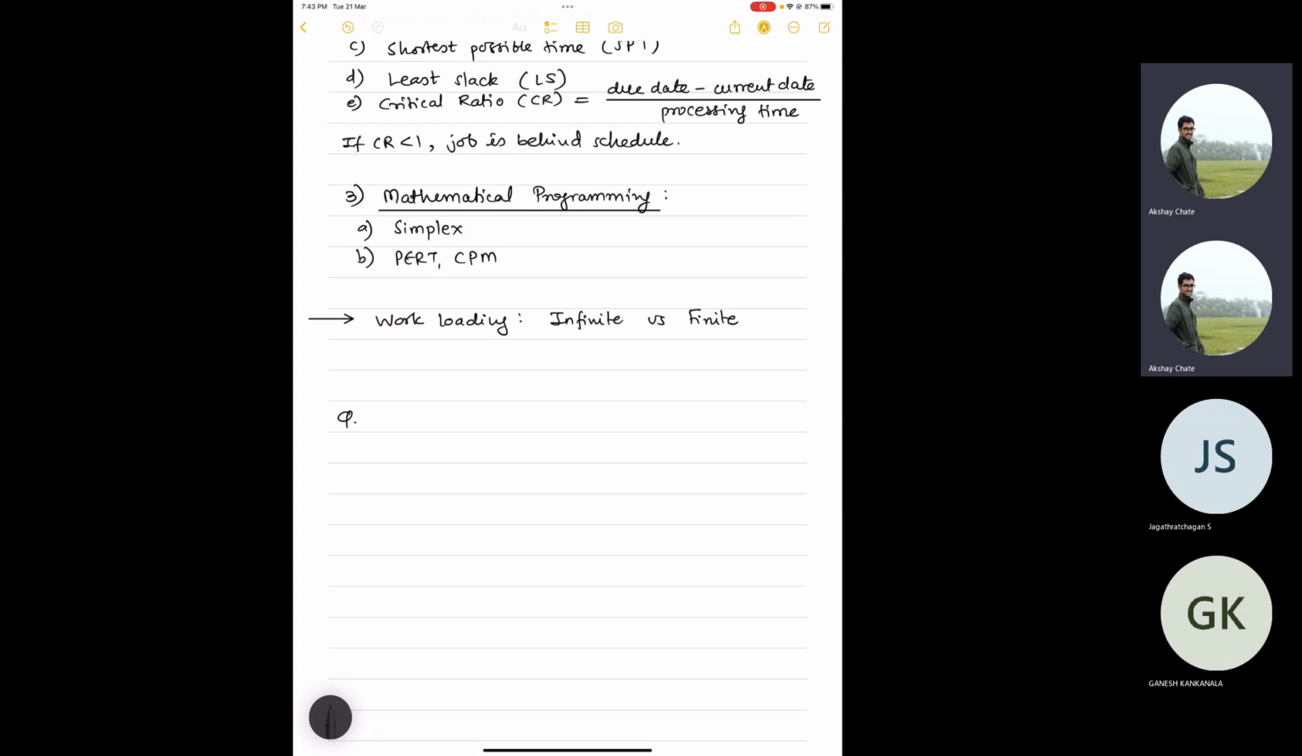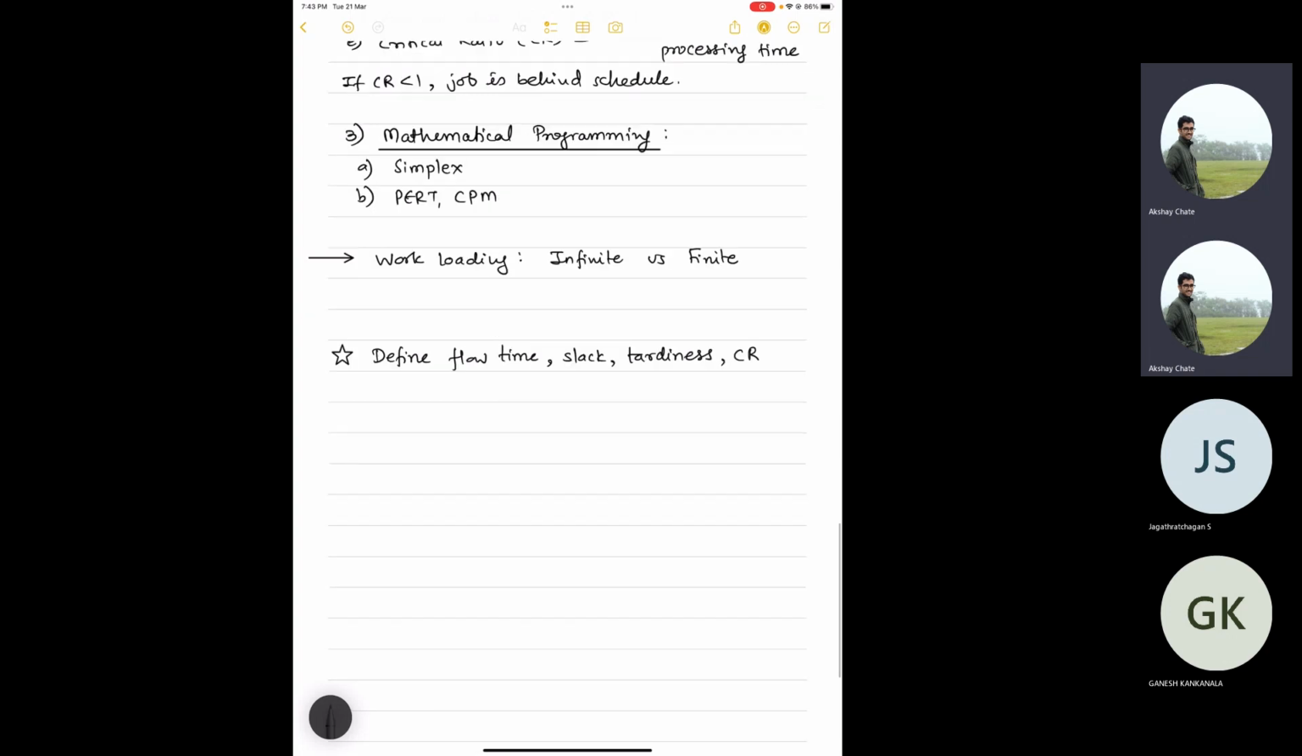Here we'll define, it's not a question per se, we'll define flow time, or this is also called completion time. Anyway, we'll go with the term flow time. Then there is something called slack, tardiness, and again critical ratio, etc. So we'll take one example.